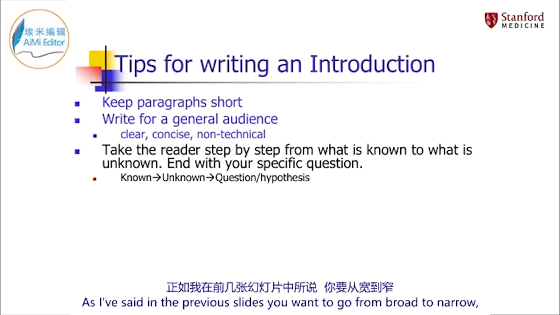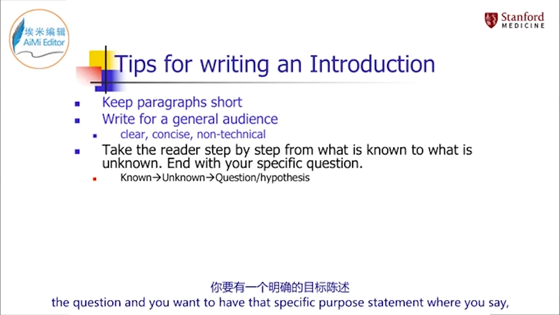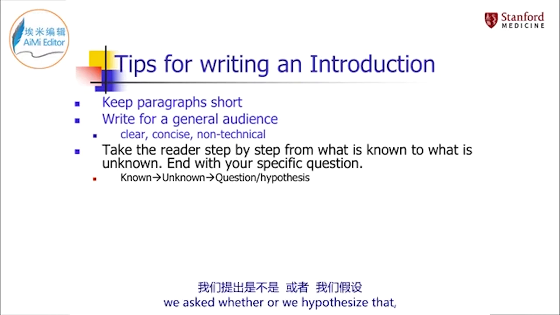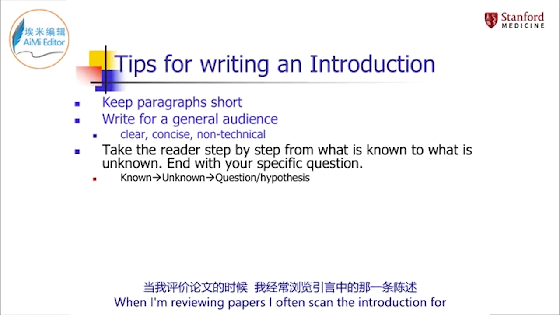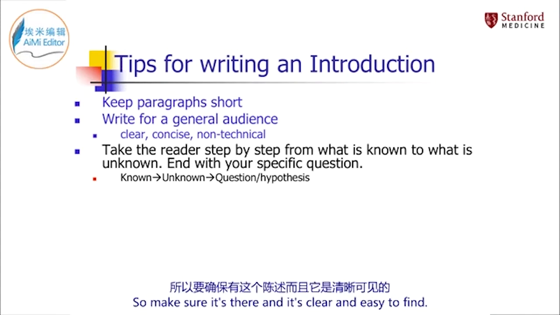As I've said in the previous slides, you want to go from broad to narrow, from the known to the unknown to the question. And you want to have that specific purpose statement where you say, we asked whether, or we hypothesized that, our aims were, something like that. When I'm reviewing papers, I often scan the introduction for that statement so that I can figure out very quickly what was the point of the paper. So make sure it's there and it's clear and easy to find.